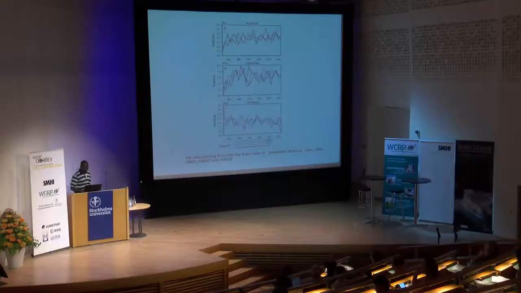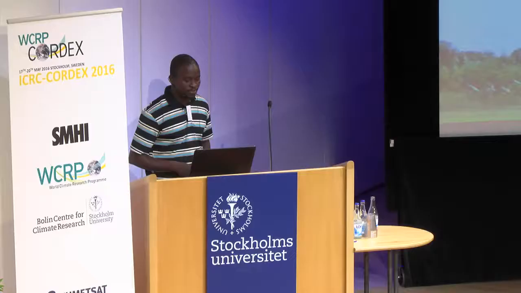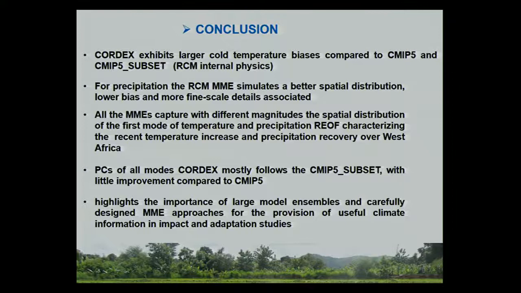And what can we say? In summary, we got some cold biases for temperature, but at least some improvement for precipitation. We also find that all the multimodel ensembles capture the first mode with different magnitude. And generally, for the principal components, the modes follow more the pattern of the driving GCMs. And this highlights the importance of having a large model ensemble and carefully designing a multimodel approach to do some impact studies. Thank you.